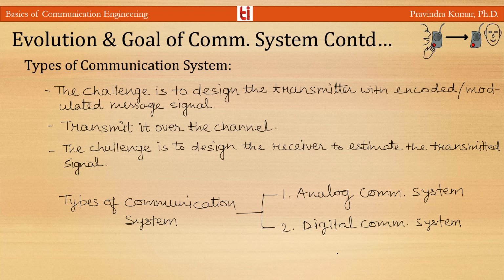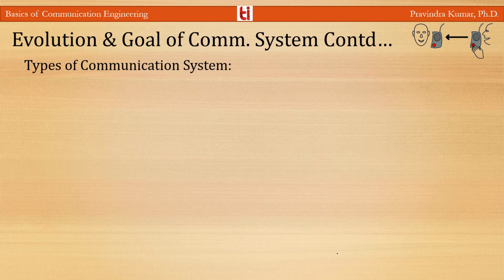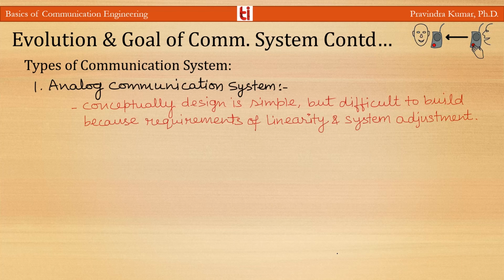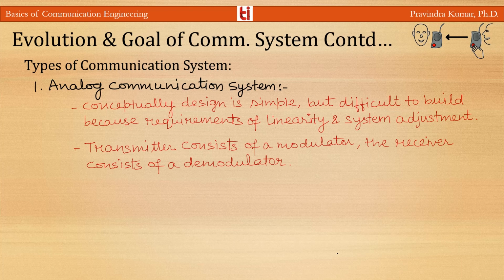There are two types of communication system: analog system and digital system, with the design requirement to satisfy the user. So first of all, we will discuss the analog communication system. The design of an analog communication system is simple conceptually, but difficult to build because of the requirement of linearity and system adjustment. In signal processing terms, the transmitter consists of a modulator and the receiver consists of a demodulator. We will discuss this modulator and demodulator in the coming lectures.